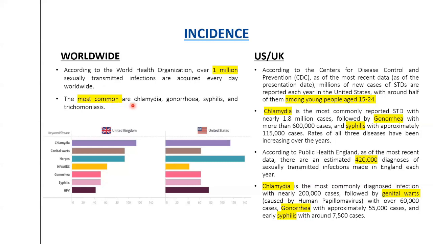The most common are chlamydia, gonorrhea, syphilis, and trichomoniasis. These four are the most common ones. In the US and UK, according to the Centers for Disease Control and Prevention (CDC), millions of new cases of STDs are reported each year in the US, with around half of them among young people aged between 15 and 24. Most people who are prone to these STDs are 15 to 24.